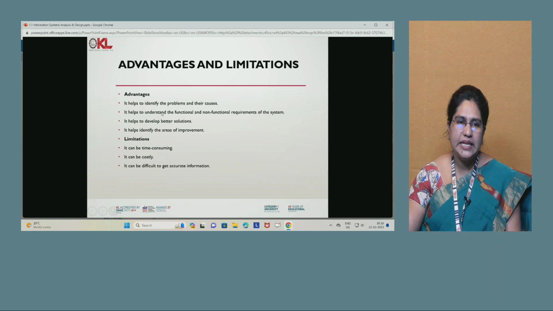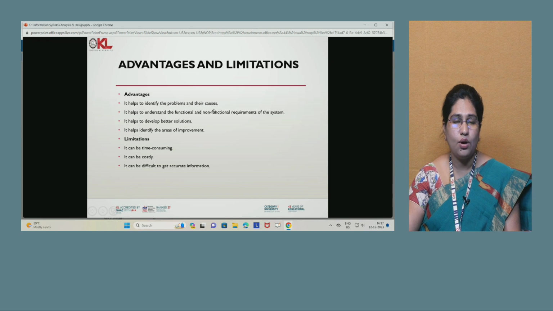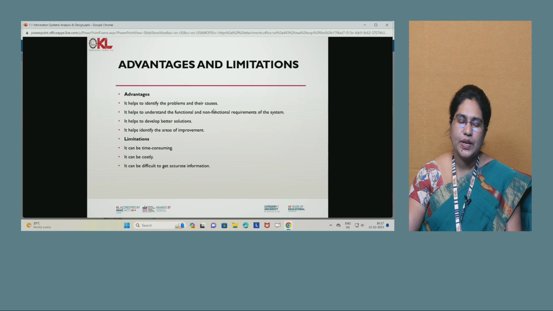Here the advantages are that we are identifying the problem and its causes. The first step among the characteristics is identifying the problem area, and that is an advantage. Identification of the problems and their causes will help us to solve them, as much as possible within the time.